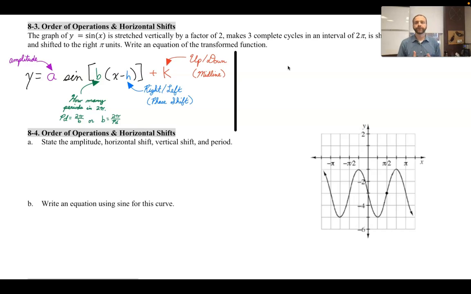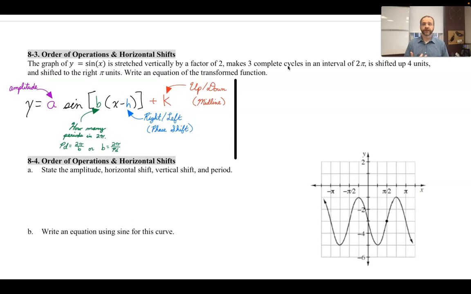Still in lesson 8.11, and this video is going to go over prompts 8.3 and 8.4 because it's looking at writing equations of trigonometric functions that have both phase shifts and period changes. One of them is based off of being given a situation, being given words. 8.4 is looking at being given a graph.